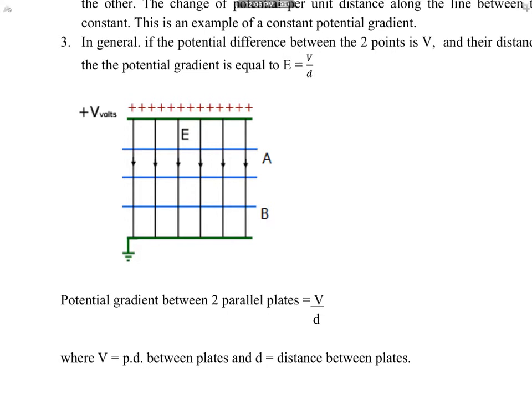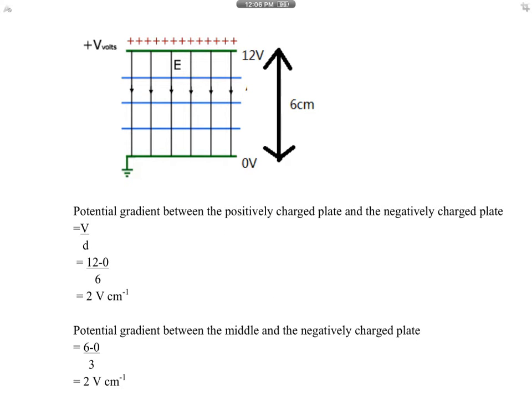Okay, so I'll give you an example. For example, the top here is 12 volts and the bottom one is 0 volts, and the separation is 6 centimeters. So the potential gradient, just take the difference between the two potentials. So 12 minus 0 divided by 6 centimeters, you get 2 volts per centimeter.